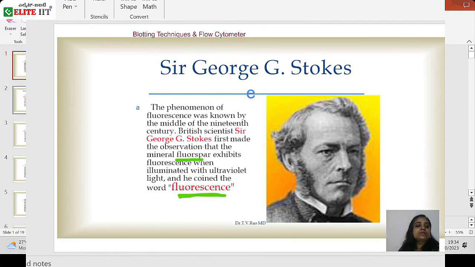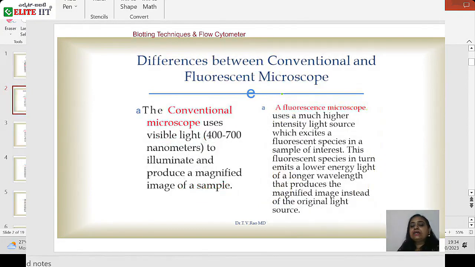Okay, now in that case, what is the difference between the conventional microscope and the fluorescent microscope? So we are talking about the fluorescent microscope. Fluorescent microscope means fluorescent light is involved, whereas in the conventional microscope we mainly use visible light. Visible light wavelength is between 400 to 700 or 400 to 800 nanometers. So this is the wavelength. The conventional microscope uses visible light, from 400 to 700 nanometers, to illuminate and produce a magnified image of a sample.